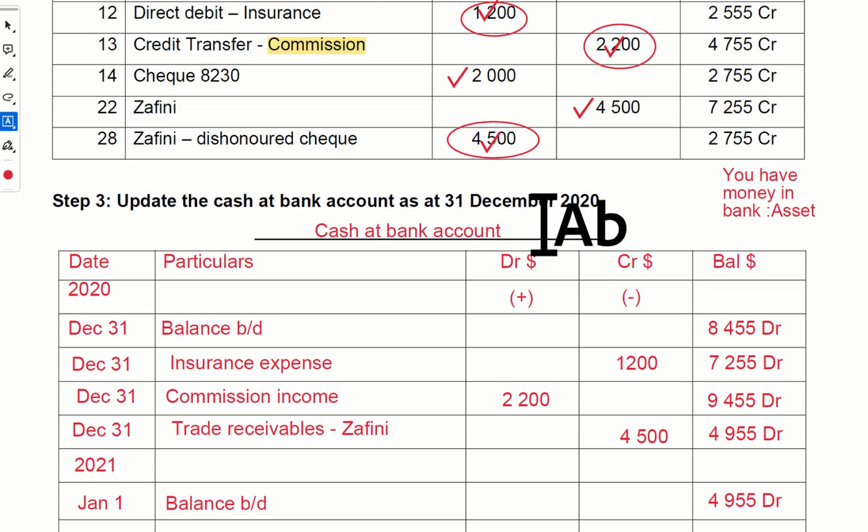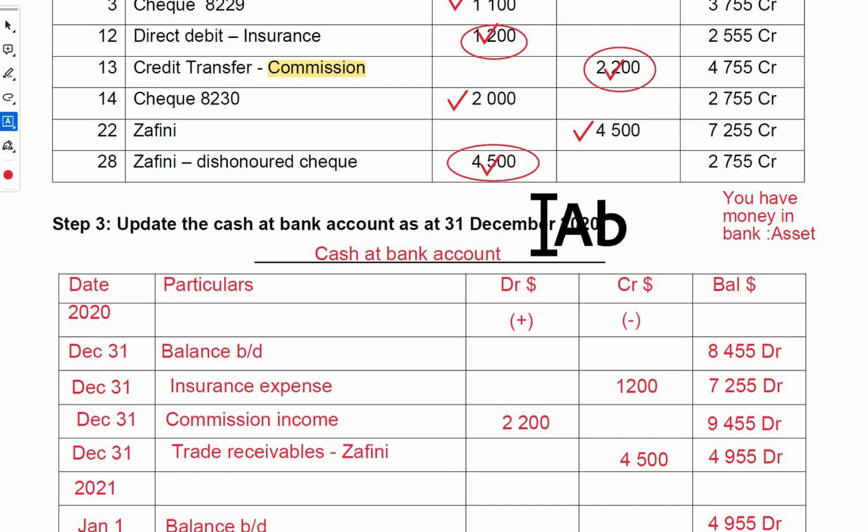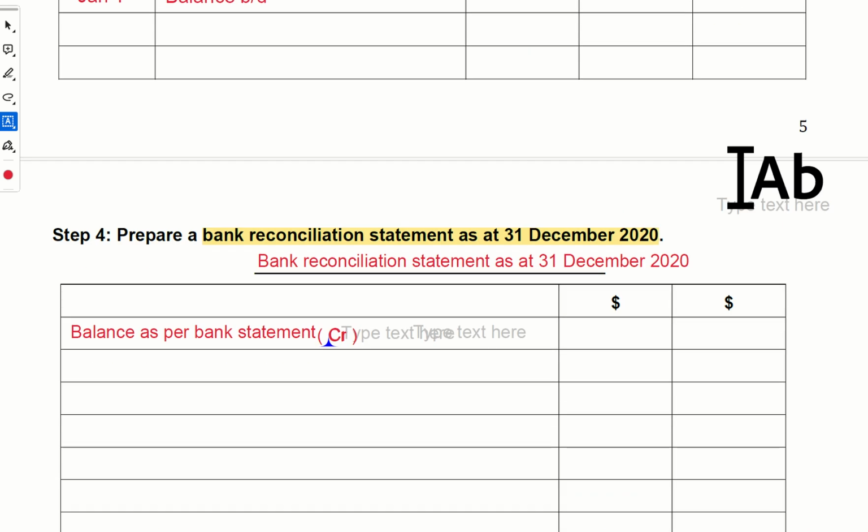So how much is there in the cash at bank inside the bank statement? 2755. So we are going to write here balance as per bank statement 2755. You've got $2,755 in the bank statement.